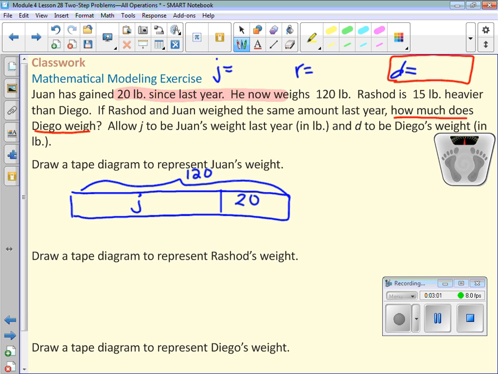And I got all of that from this piece of information right here. 20 pounds since last year. He now weighs 120 pounds. J is last year's weight. So I pulled all that out. Now let's figure out a tape diagram for Rashad. Rashad is 15 pounds heavier than Diego. Okay, so Diego plus 15 will equal Rashad. But Rashad and Juan weighed the same last year.